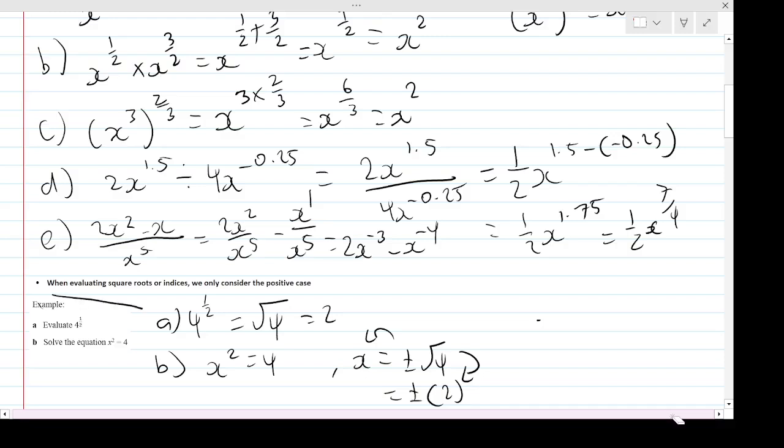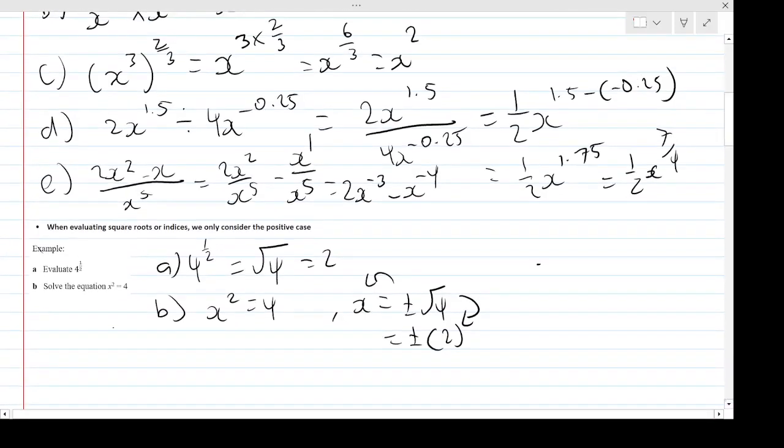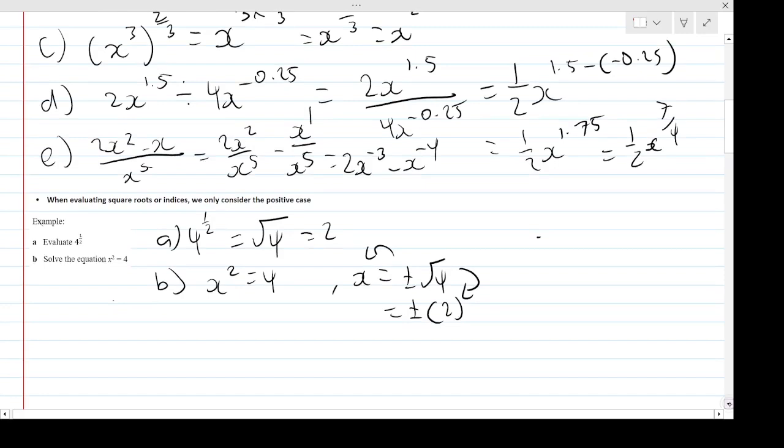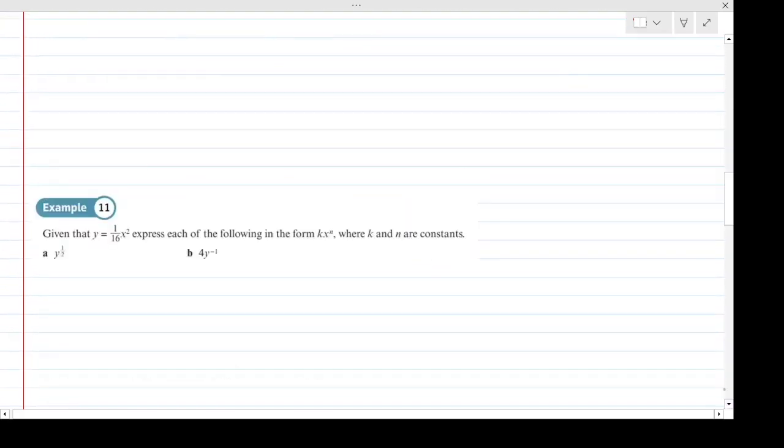When you're just evaluating, so just chucking a number in, you want to root it, you should only get a single number, which should be positive. Okay, no plus or minus. Plus or minus will only come from solving an equation when you want all the multiple or all the sort of possibilities of the values of x. Okay. So yeah, I really want to drum that in. But with that in mind, let's look at these examples.